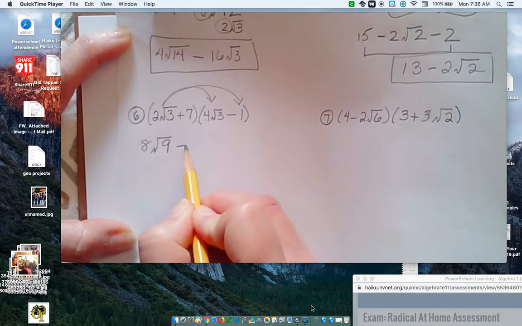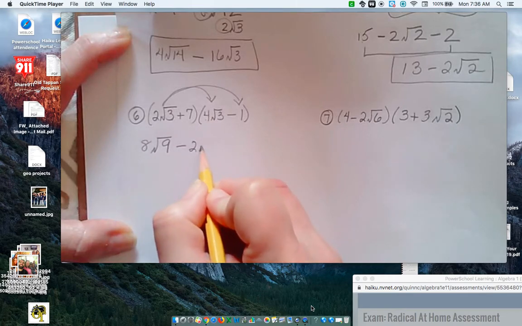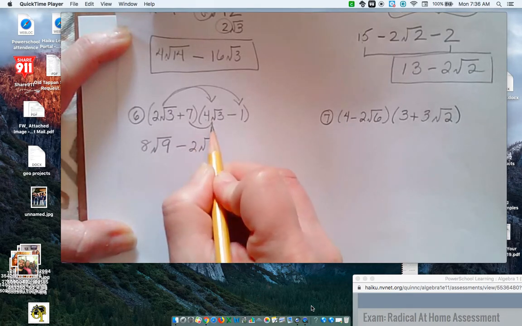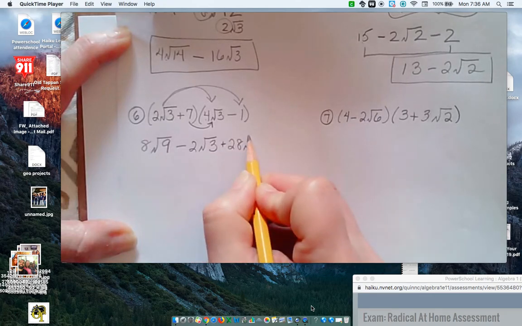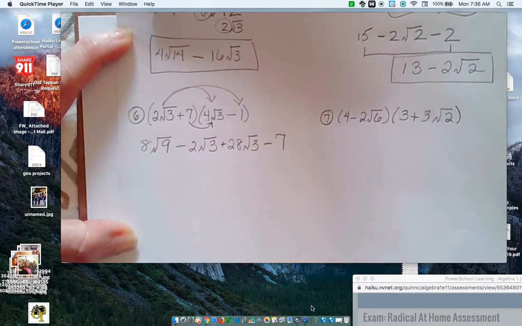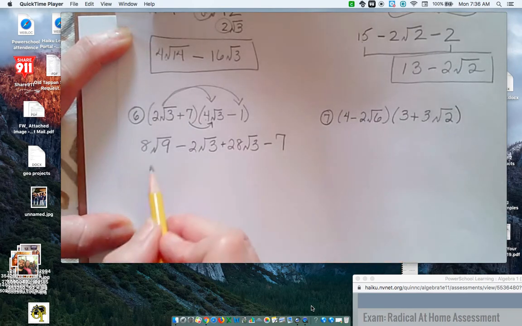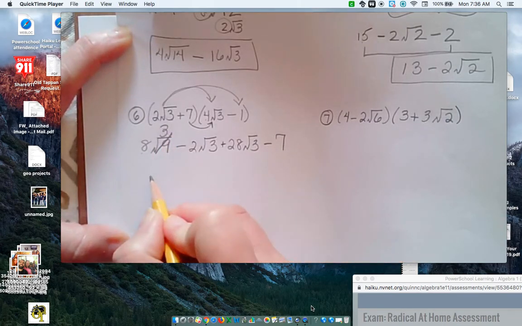Positive times a negative. Outside number, inside number. Well, 1 times anything is that number, right? Now we're going to distribute here. Outside numbers, it's positive 28. Inside number, positive times a negative. Well, 7 times 1 is 7. Okay. Now we simplify wherever we can. Well, square root of 9 is 3. And 8 times 3 is 24.